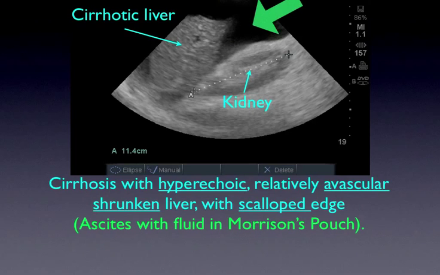And over here is a cirrhotic liver, the green arrow pointing to ascites, where it's anechoic. And the space between the kidney and this cirrhotic liver is Morrison's pouch, and there's obviously fluid in Morrison's pouch because of the massive ascites.